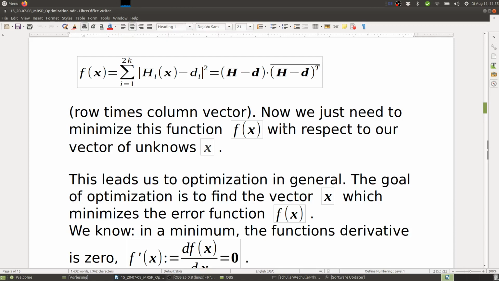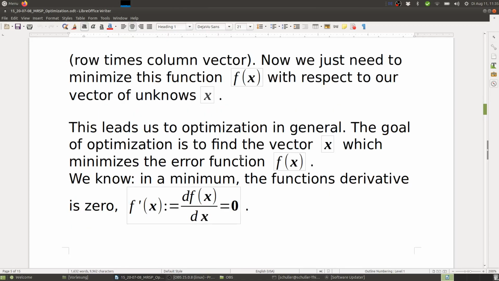So now we just need to minimize this function f of x with respect to our vector of unknowns x. Right? Minimization here means we have the closest distance to our desired vector. This leads us to optimization in general. The goal of optimization is to find the vector x, which minimizes this error function f of x, and in optimization literature this is usually called objective function.